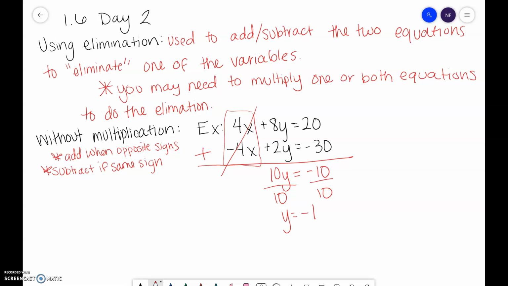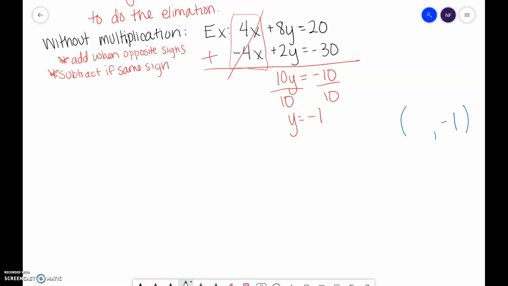Okay, so now we have part of our answer. Remember, we're looking for a coordinate point, and we know that y is negative 1. But we need our x, so we're going to take this y value and plug it into one of these equations to get my x value. So I'm going to go ahead and just pick the top one. So I have 4x plus 8y, which we said is negative 1. So again, I'm plugging that in here, equals 20. And then I'm just going to solve.